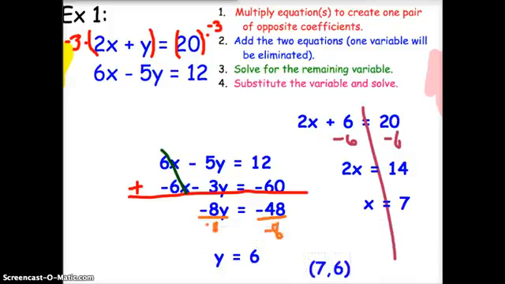I'm not going to take the time to show you checking it right now, but you can check this ordered pair by substituting 7 in for x and 6 in for y in both equations and making sure it works.